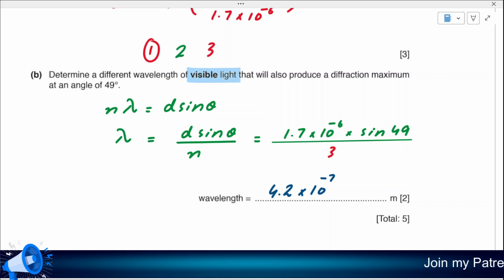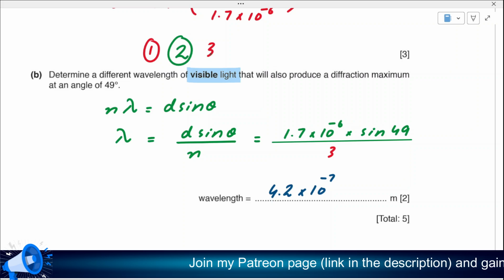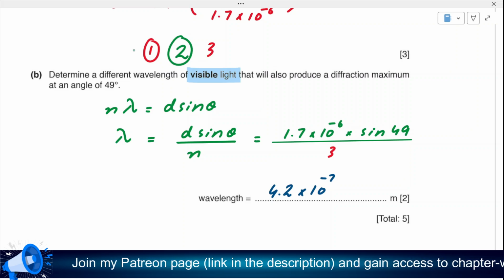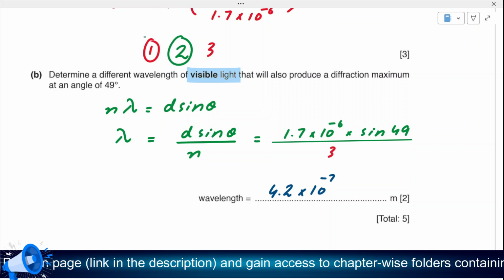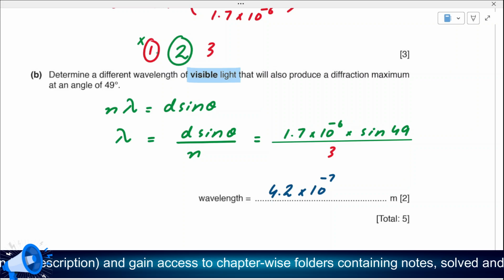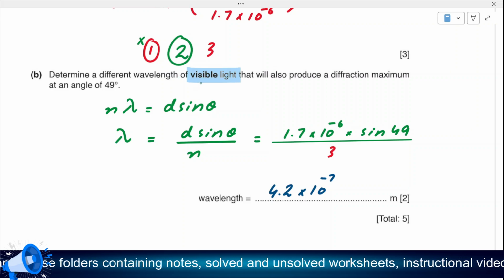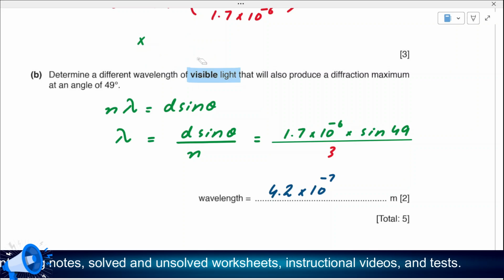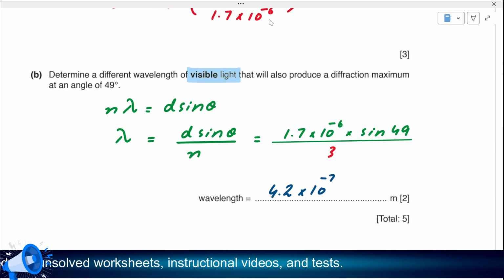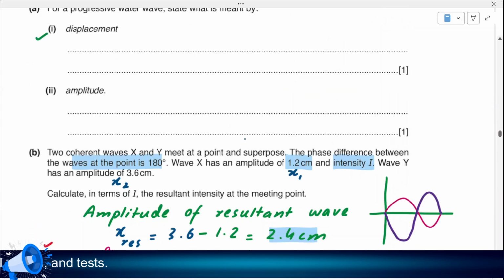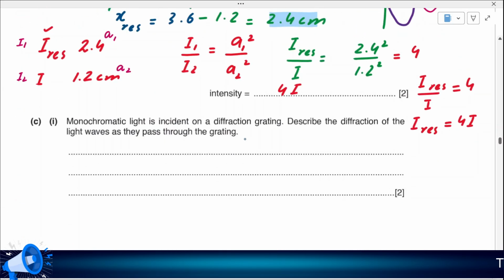So initial value of n was 2. I could have taken a different one which is 1, or a different one which is 3. If I do it with the value of n to be 1, the wavelength that I get does not fall in the wavelength region of the visible light. That's why I say you need to memorize the wavelengths from the electromagnetic spectrum, all of those.